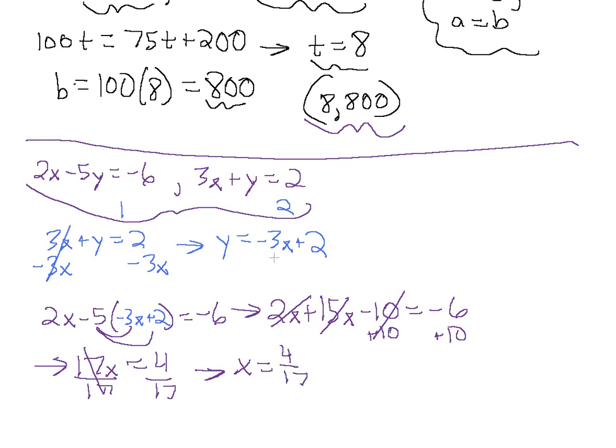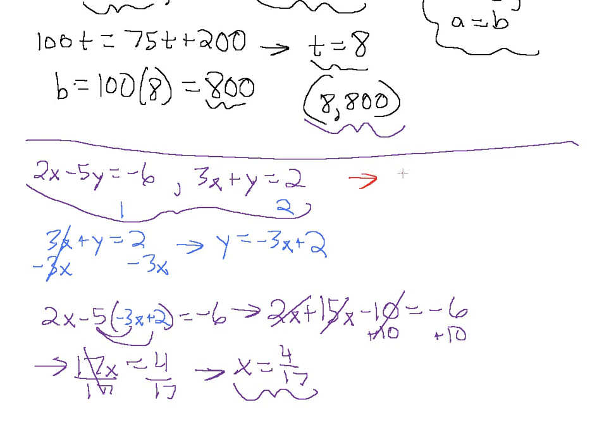So we've solved one equation for one variable in terms of the other variable, and then used that to substitute into the other equation to get an actual value for one of our variables. This is important because now that we have a value for one of our variables, we can plug it into either equation to get the value for the other variable. Since equation 2 is slightly simpler than equation 1, let's plug this 4 over 17 in for x and solve.